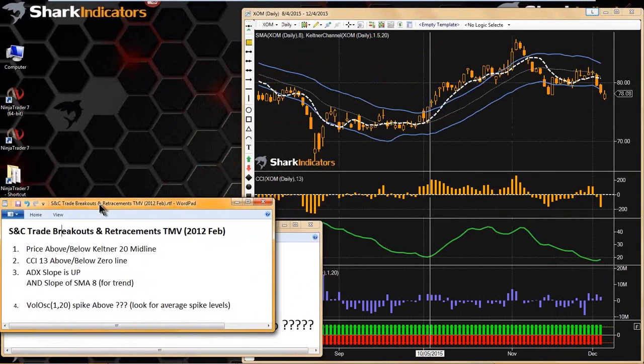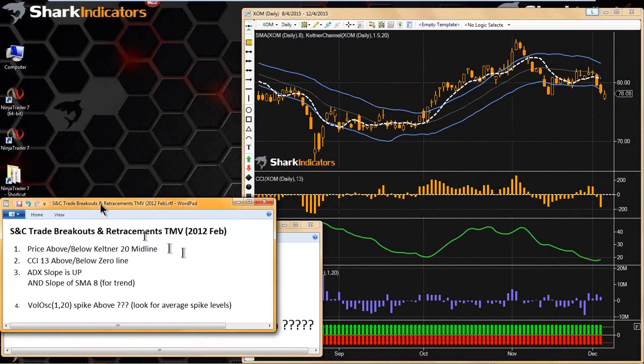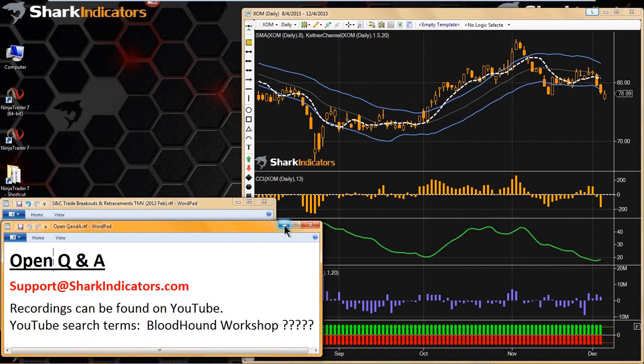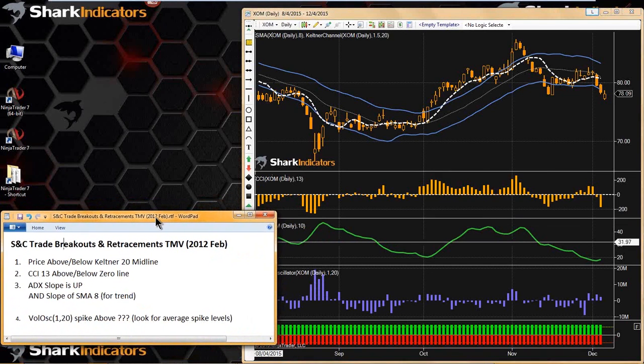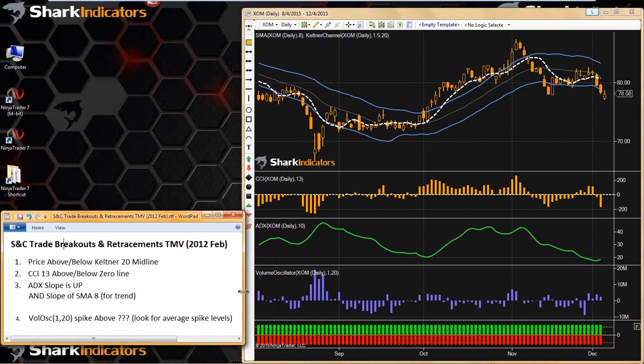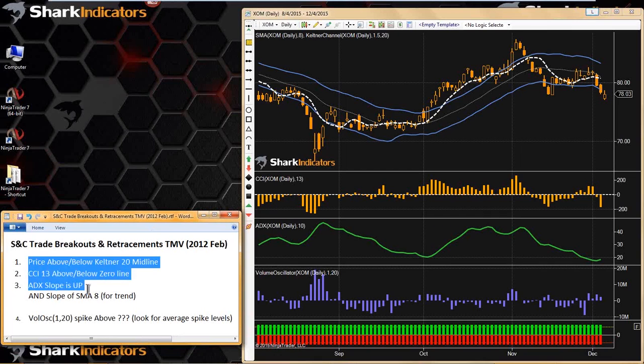So here's what I've got. The first thing I'll cover today is showing you how to use BloodHound's fuzzy logic to give you additional information other than just the simple trade signals. In this case, we're going to use BloodHound's fuzzy logic to tell you when these three rules are still in agreement with the current trade direction, right?